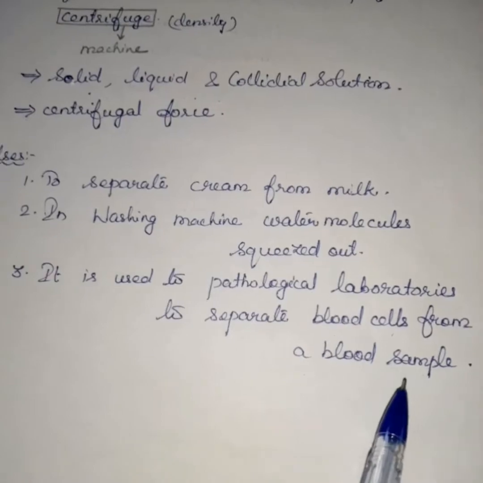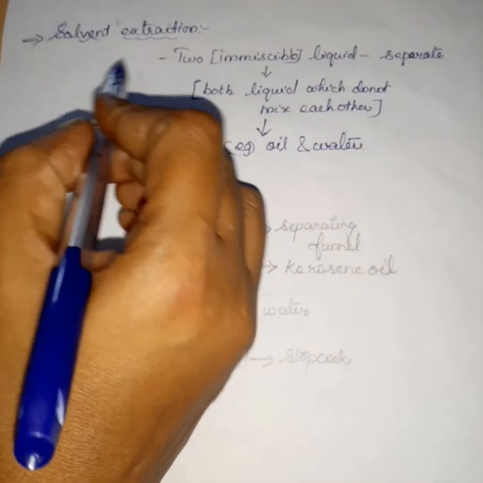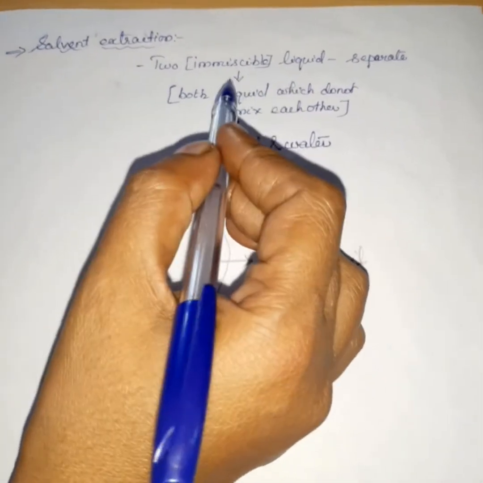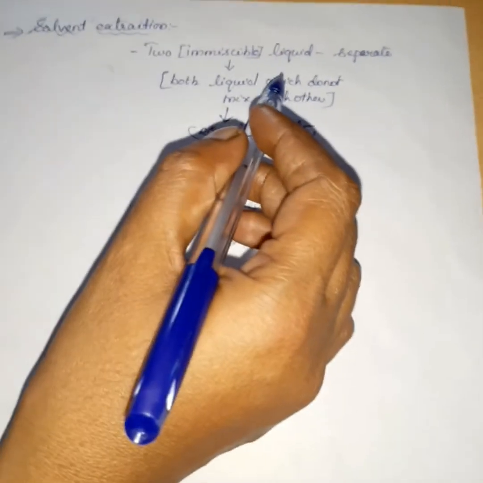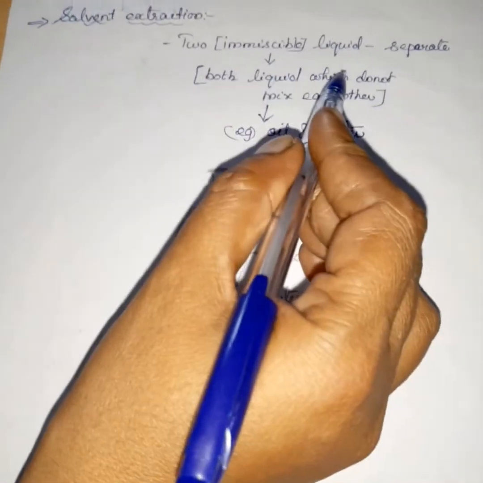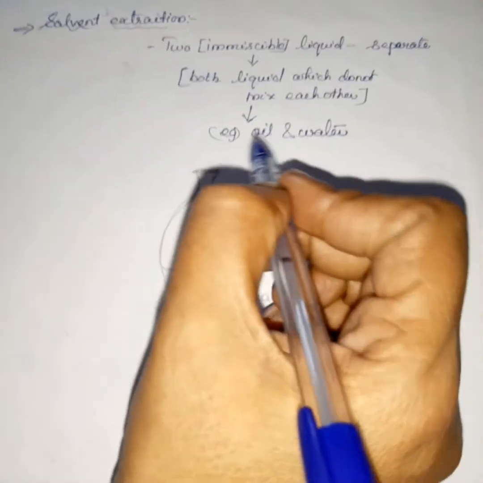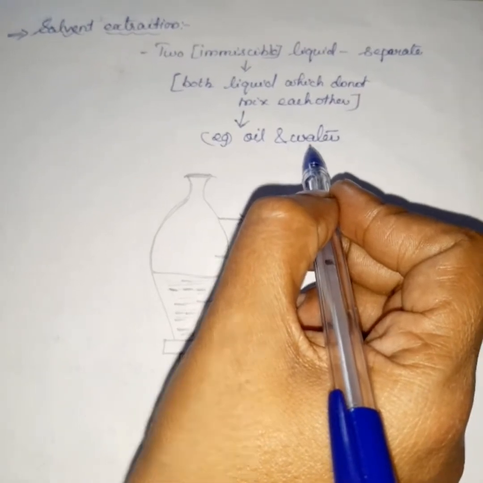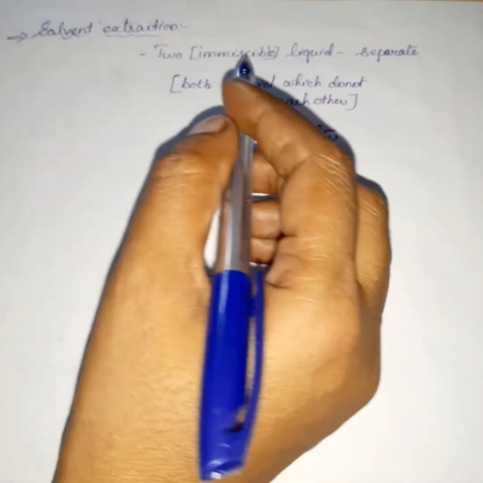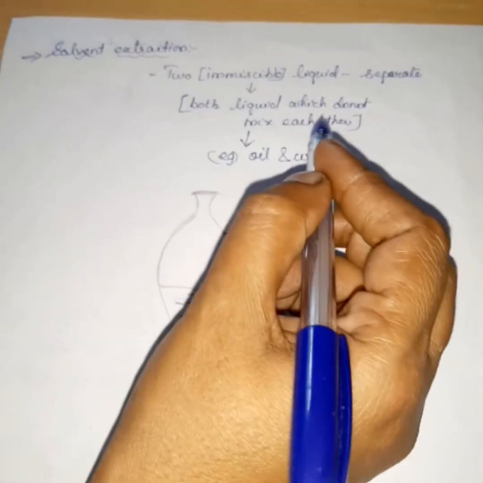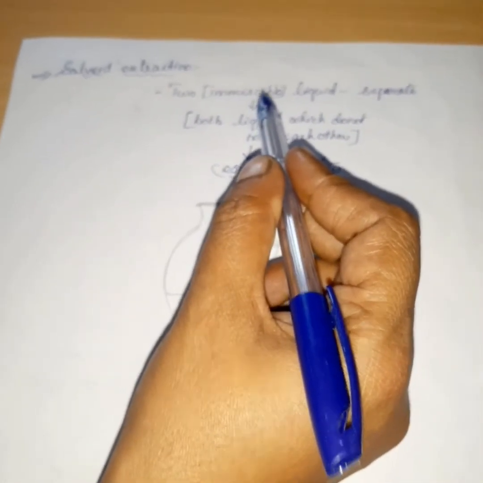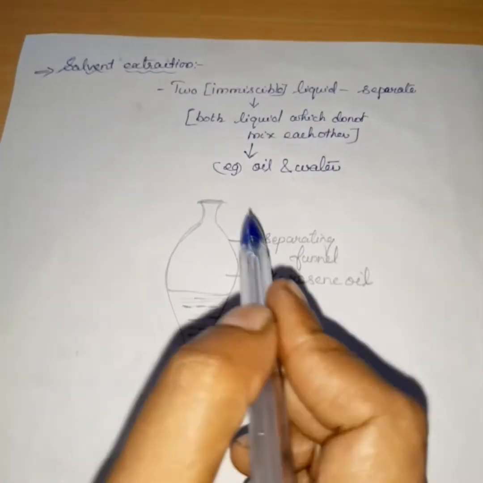Next, we are going to study solvent extraction. Two immiscible liquids are separated in this method. Here the example is oil and water. Oil and water can be easily separated by this technique. So what is immiscible? Immiscible means both liquids do not mix with each other. Do you understand clearly? This is the diagram of the separating funnel.